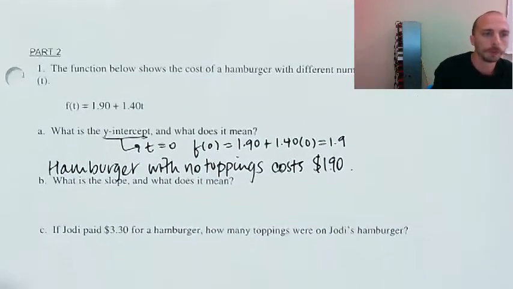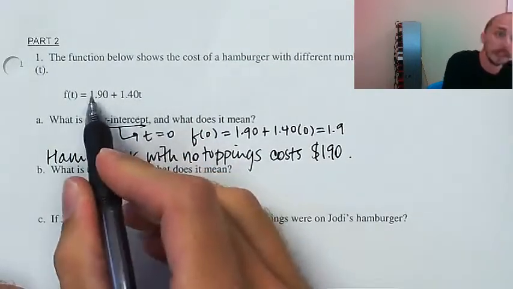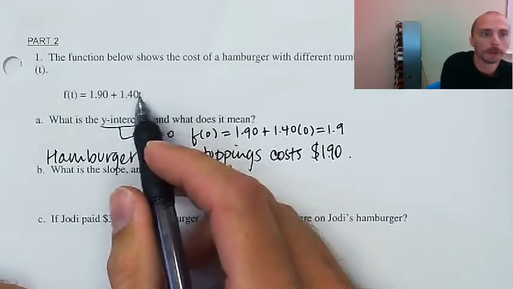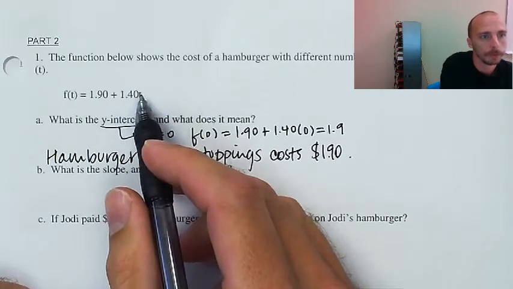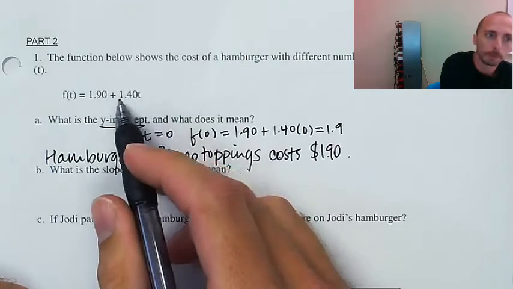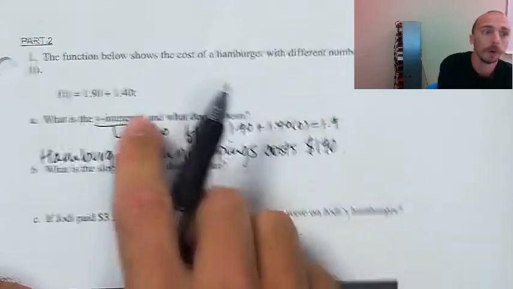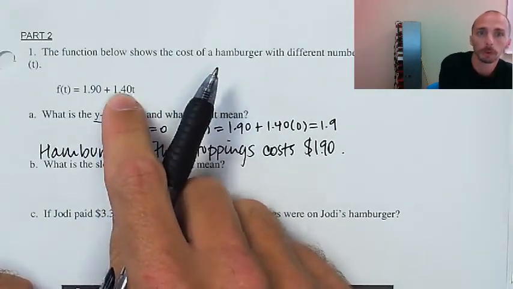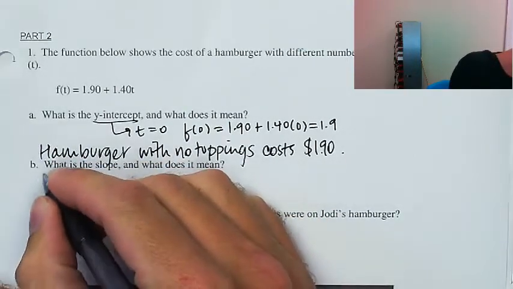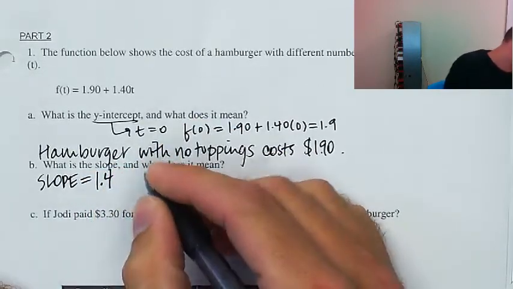All right. What is the slope and what does it mean? Okay, y equals mx plus b. Okay, they did b plus mx, right? Okay, the slope is the number that's multiplied by x. Okay, so in this one, it's going to be the number that's multiplied by t, and it's going to be that 1.4. And you multiply the number of toppings by 1.4, and that's what you add on to the cost of a hamburger with no toppings. So that stands to reason that 1.4 is going to be the cost of each topping. Okay, so I'm going to say the slope equals 1.4.